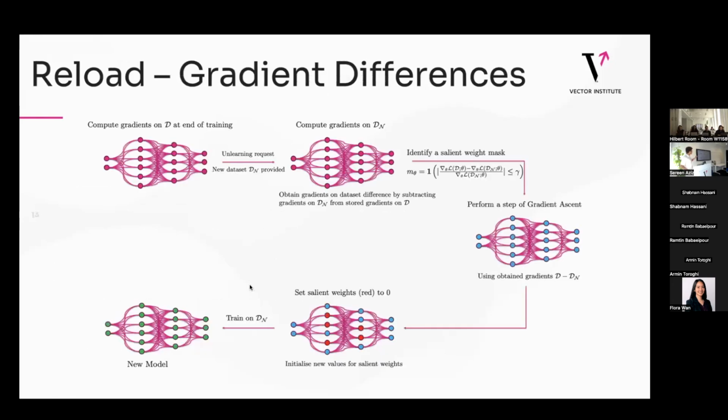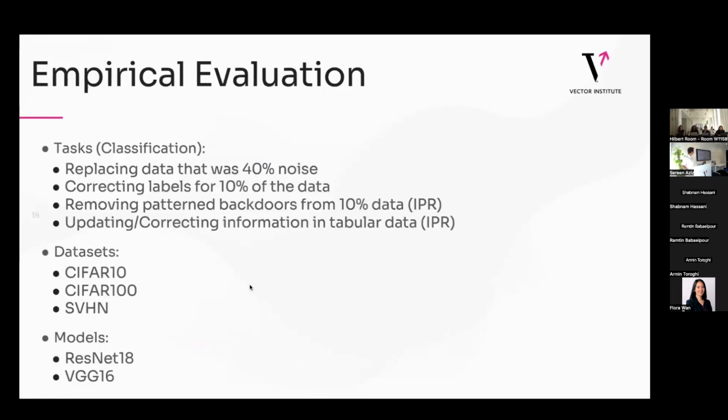This is the same figure as before, but slightly modified. And here you can see, instead of just looking at the gradients on the forget set divided by the gradients on the retain set, we've got the difference in the gradient between the original data set and the new data set to get gradients that identify the difference between the two. The rest of the figure is the same.